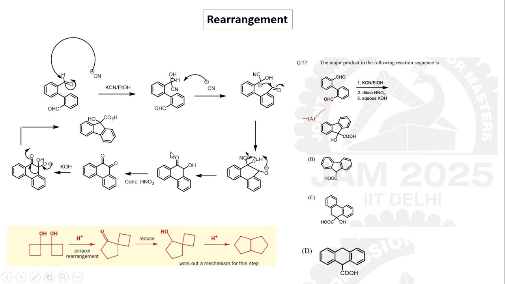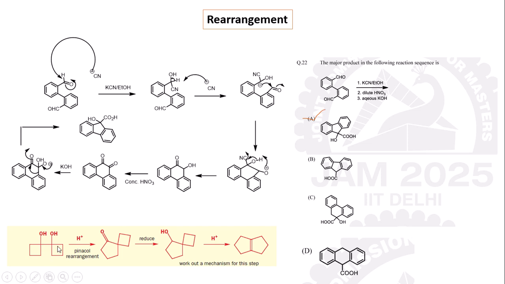and then this keto-hydroxyl group reacts with concentrated nitric acid, we get the diketo compound, and then this diketo compound reacts with the OH minus to give the benzilic acid rearrangement, and we get the desired product. So the option A is the correct.